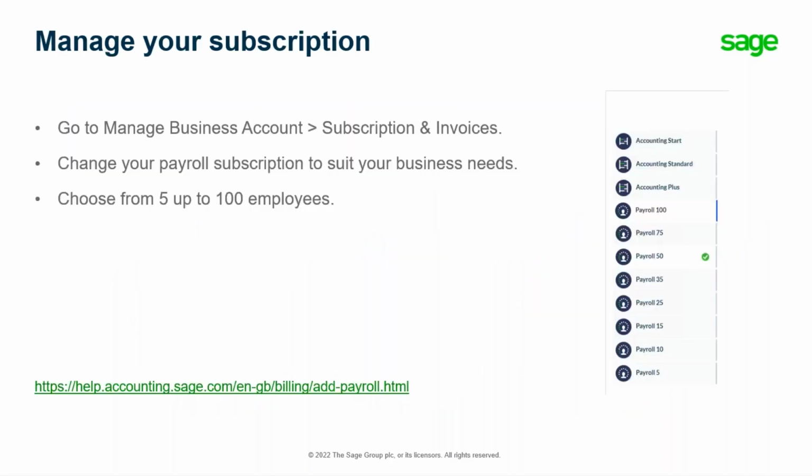I would also mention that you're in complete control of your subscription. So with Sage Business Cloud, you can go to the Manage Business Account section within the software and go to your subscription and invoices. And then should you need to, you can change the number of employees included in your subscription, either moving that up or down through the range from 5 all the way up to 100 employees. So it's software that grows with you, and you're just subscribing to the number of employees you actually need.